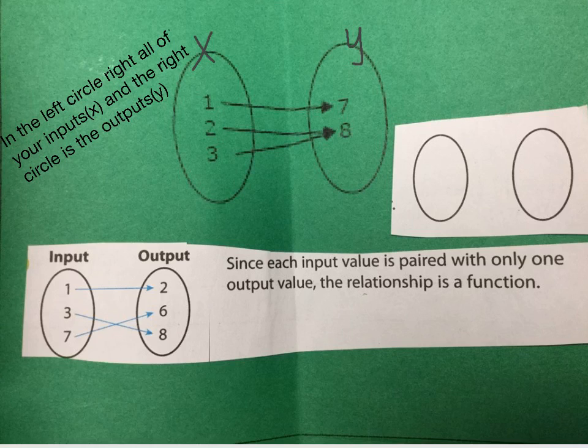Now, looking at this, do any of these arrows come off the same number? No. 1, 7, 2, 8, 3, 8. If I had to write ordered pairs from this, think about what they would be. 1, 7, 2, 8, 3, 8. See, the y value repeats, but not the x. So this one is a function.